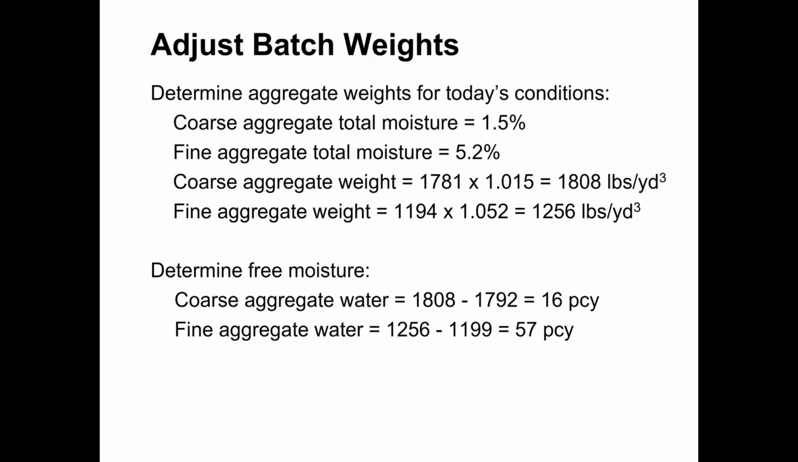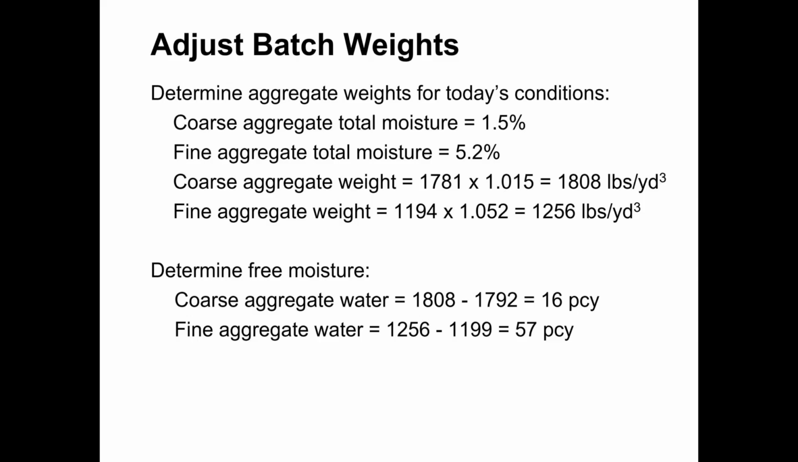All right, same calculation with our fine aggregate. Our moisture adjusted batching today is 1,256 pounds. Our SSD weight is 1,199 pounds, for a difference of 57 pounds per cubic yard. So that means we're getting 57 pounds of water into our mix by way of the fine aggregate.